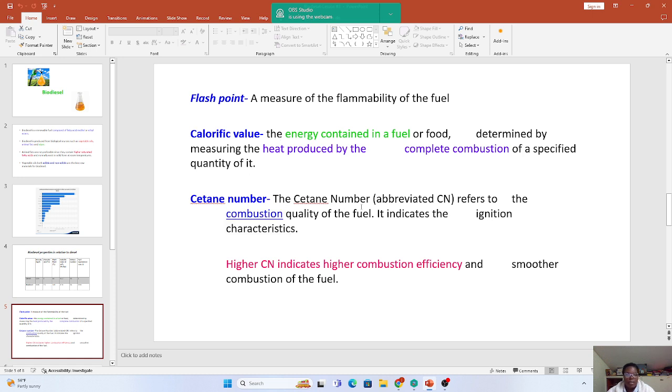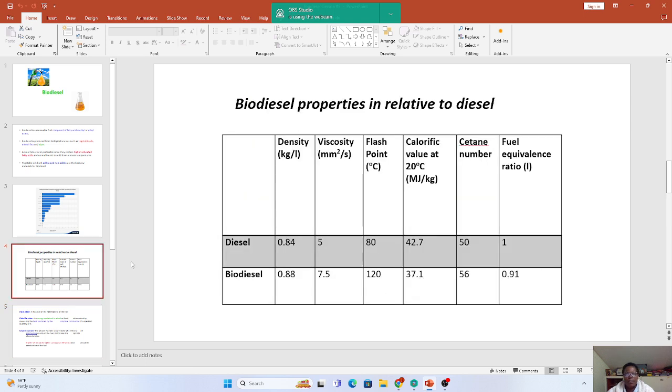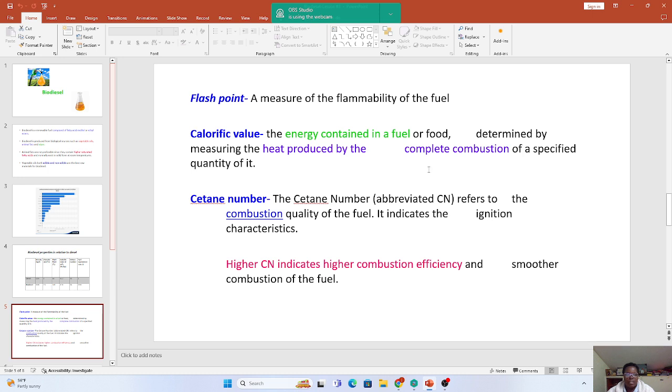How about cetane number? This is referred to as CN, abbreviated as CN. It refers to the combustion quality of the fuel, which indicates the ignition characteristics. And the higher CN indicates higher combustion efficiency and smoother combustion of fuel. If we come back here, you can see CN for biodiesel is higher than diesel. So those are the terms as explained in this slide.